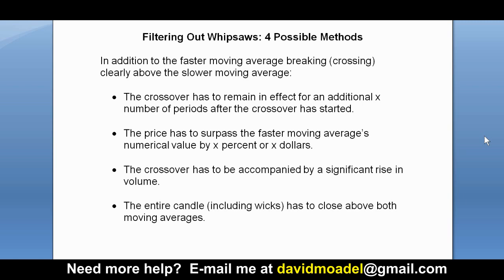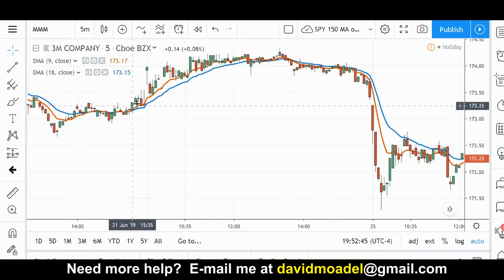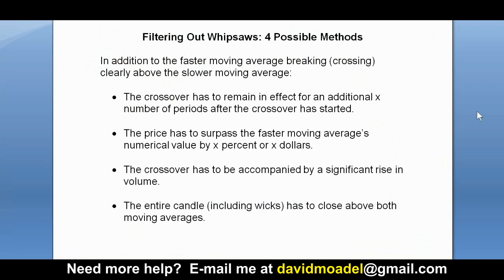All right, so filtering out whipsaws, 4 possible methods. For all these, these are all separate. In addition to the faster moving average breaking or crossing clearly above the slower moving average, it's got to be a clear break. We talked about that, for example right here, it clearly broke above it, not here, not when they're right on top of each other. When I say clear break, there has to be a little bit of space between the 2 moving averages to call that a clear break. When you can't really tell if there's any space between them, I don't think that counts. But in addition to that, here are 4 filters that can help you possibly to try to filter out some of the sideways chop, the whipsaws.